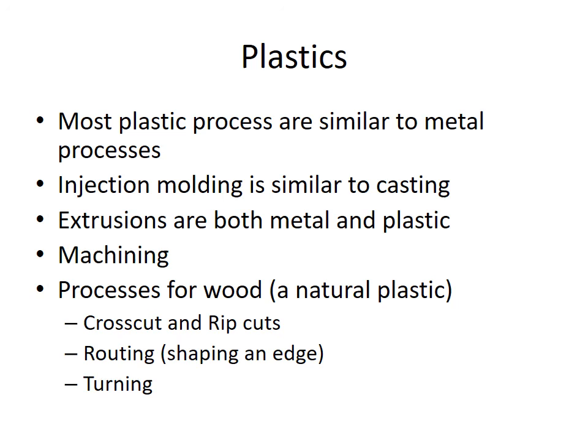The processes for processing wood is you have, basically you have cuts that go with the grain, which is called a rip cut. You have cuts that go across the grain, which is called a cross cut. You route the edges. Generally, you want to shape an edge, or you turn the part on a lathe. And that's one of the things, you're going to be turning some metal parts, or seeing about turning metal parts, but you also turn them on a wood lathe.